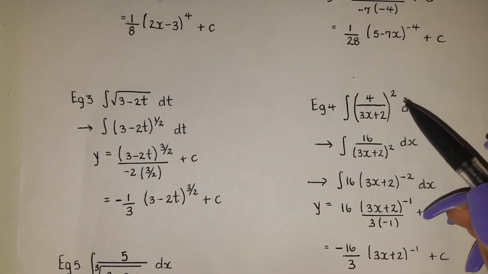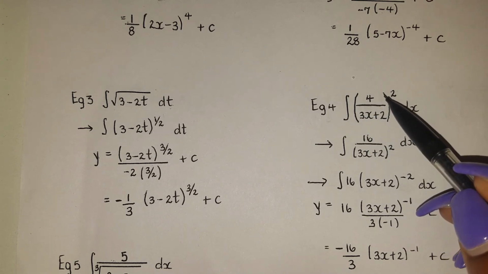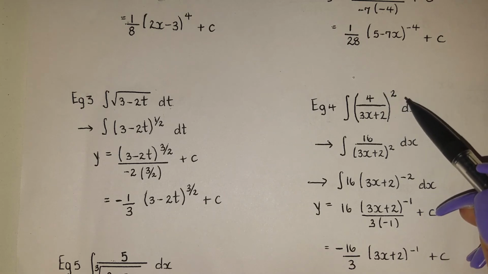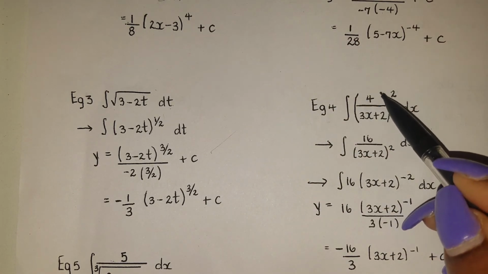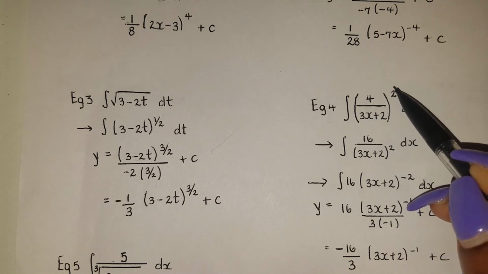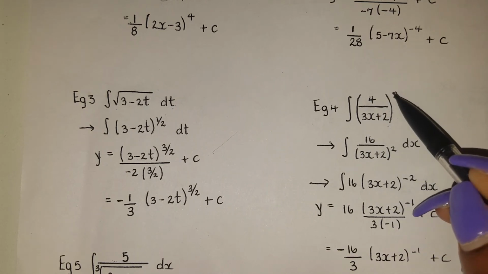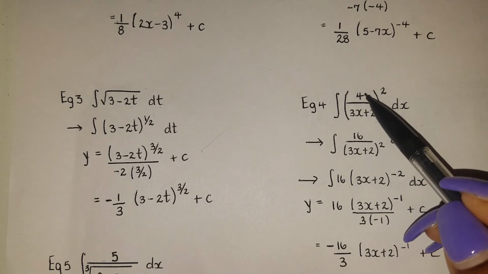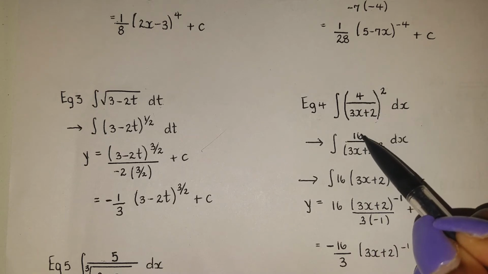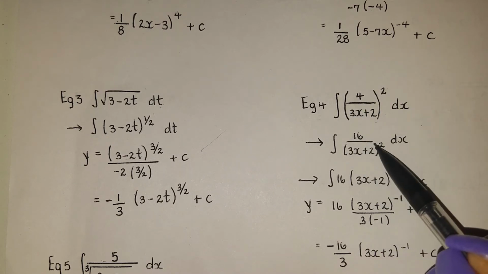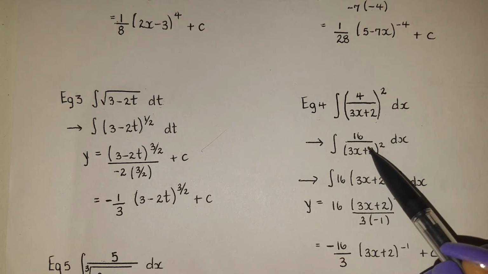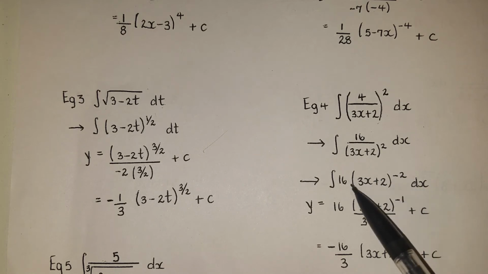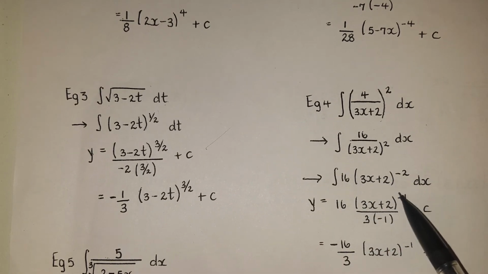In our fourth example, we have the integral of (4/(3x + 2)) all raised to a power of 2. So the top part is squared and the bottom part is also squared because they are all inside the bracket. So first simplifying, squaring the 4 gives me 16 and the (3x + 2) all gets squared. So when this (3x + 2) squared is brought up, it is now raised to a -2. So now this is the function that we're integrating.